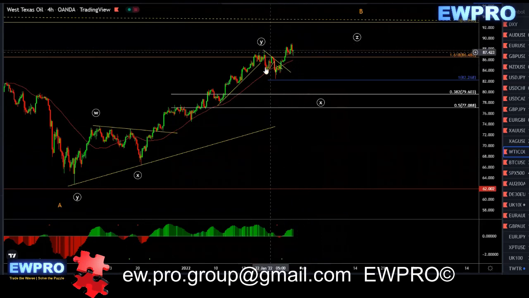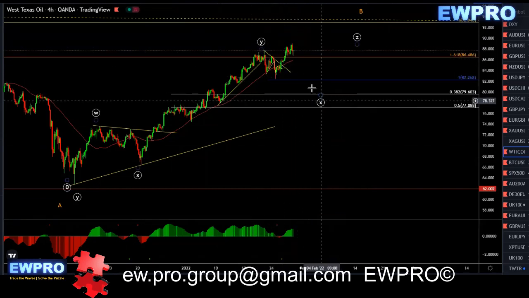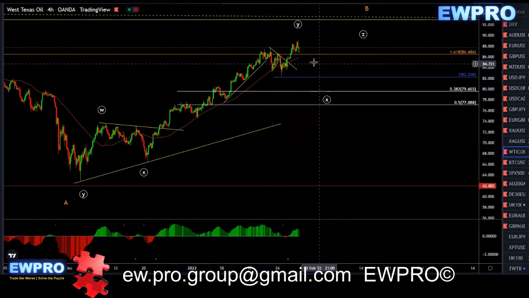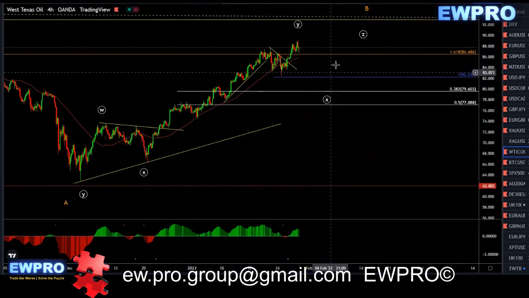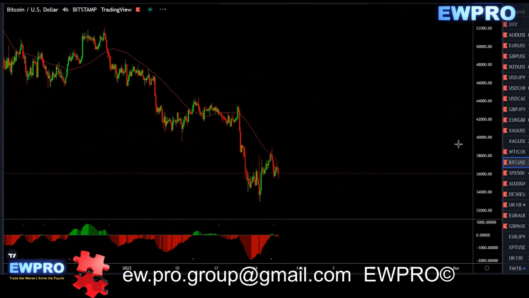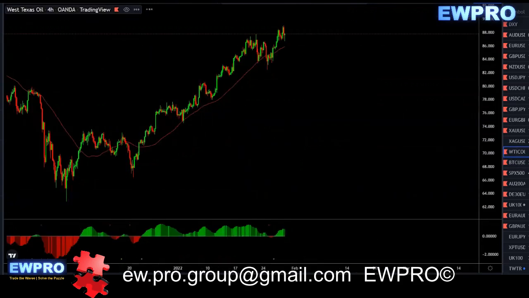This may be part of the X2. I'm not really looking at it that way. I'm still looking at it as this is all wave Y. But yeah, wait for that X2 and then look for the Z up. Oh, I'll just go down to the H1.